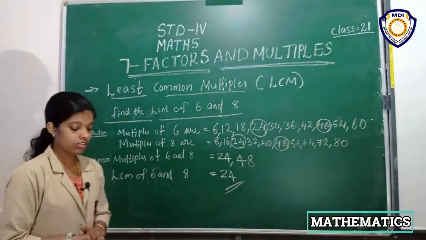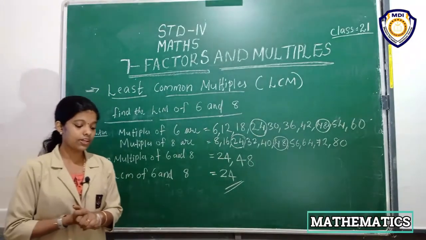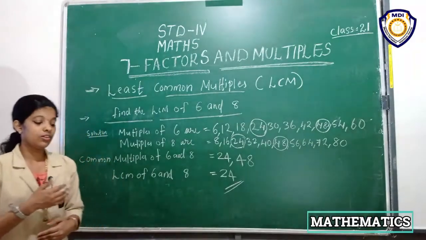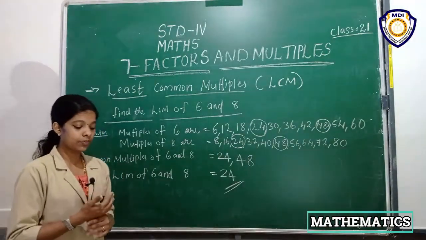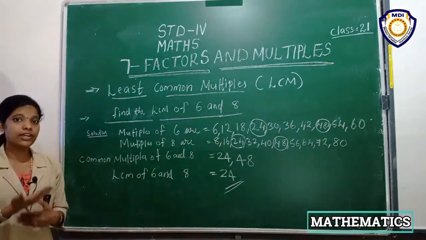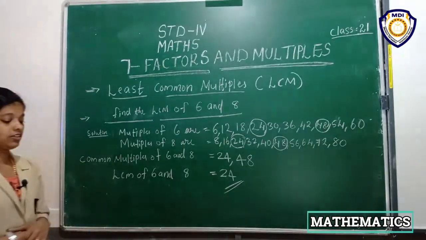Did you know? The LCM is always greater than or equal to the given numbers. The LCM will be greater than or equal to the numbers we are given. Okay, write it.